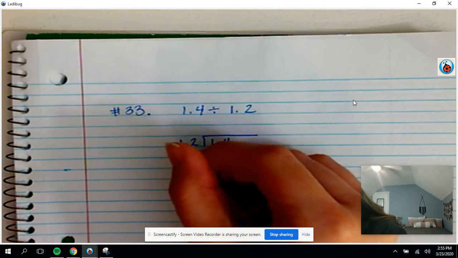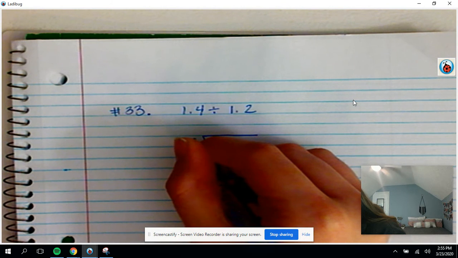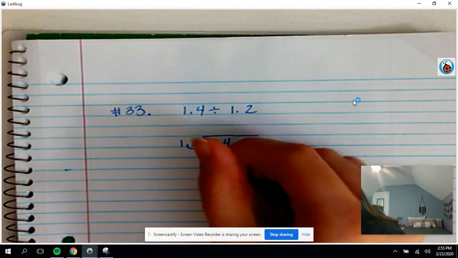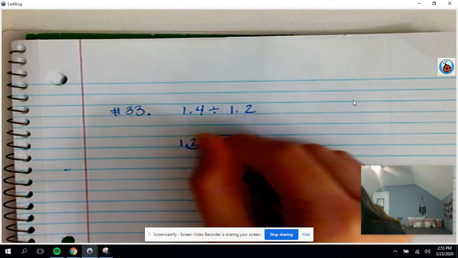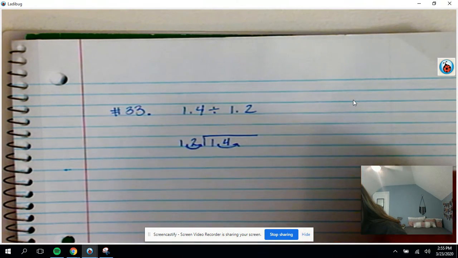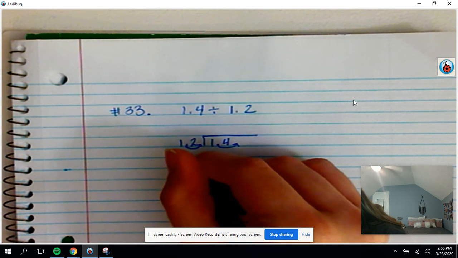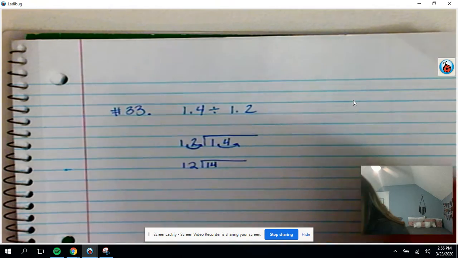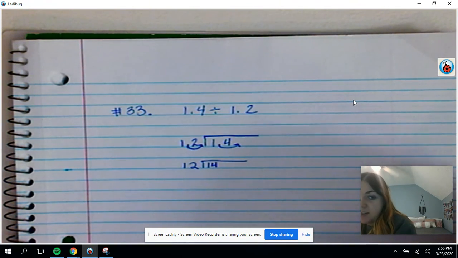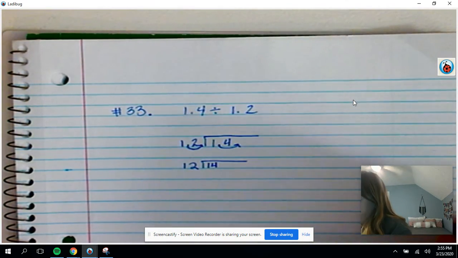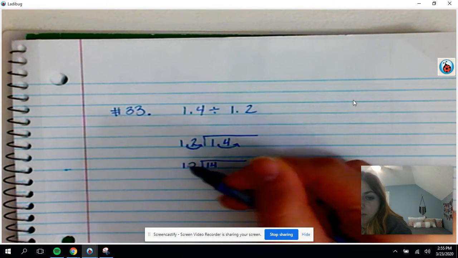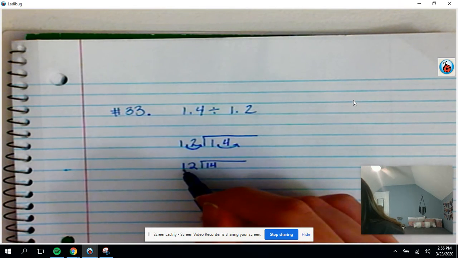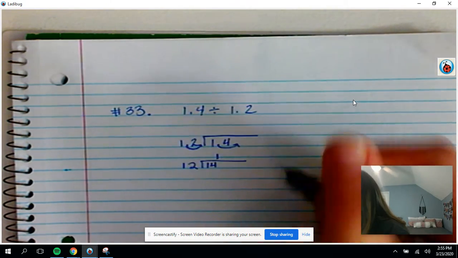So basically, what that means here, 1.2, you just have to move that decimal one place back. And whatever you do to the number here on the outside, you've got to do the same thing to the number on the inside. So this becomes 12 divided into 14. Okay, so all you've done there is move those decimals back so that now you've got whole numbers in both spots. And now we can say 12 goes into 14 one time.